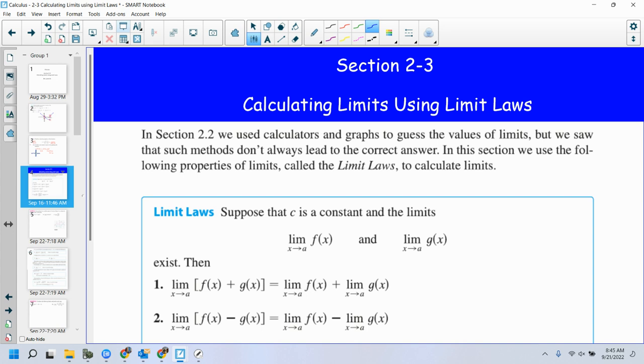Ugh, please no. Okay. In section 2.2, we used calculators and graphs to guess the values of limits, but we saw that such methods don't always lead us to the correct answer, and sometimes they might mislead us. In this section, we use the following properties of limits, called the limit laws, to actually definitively calculate limits.